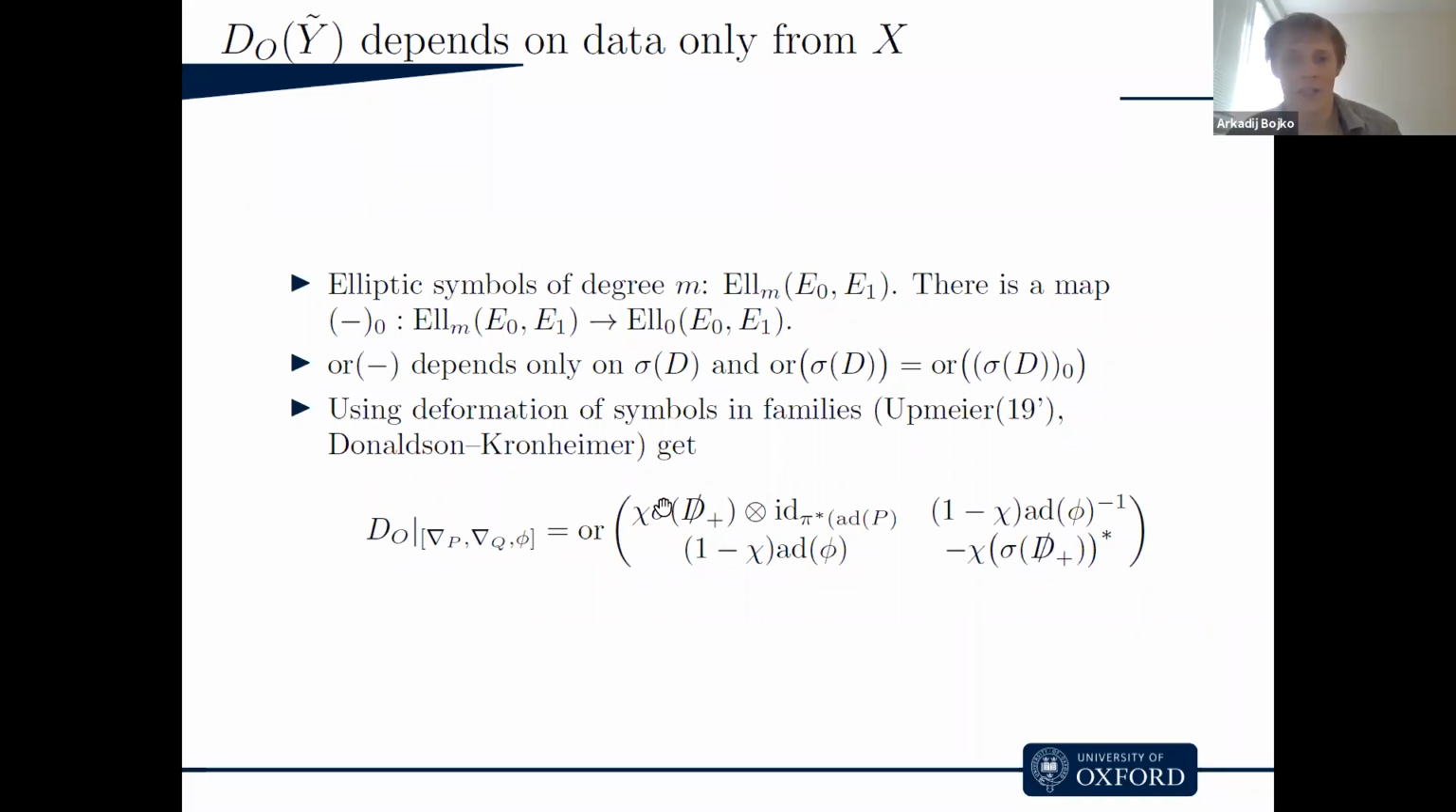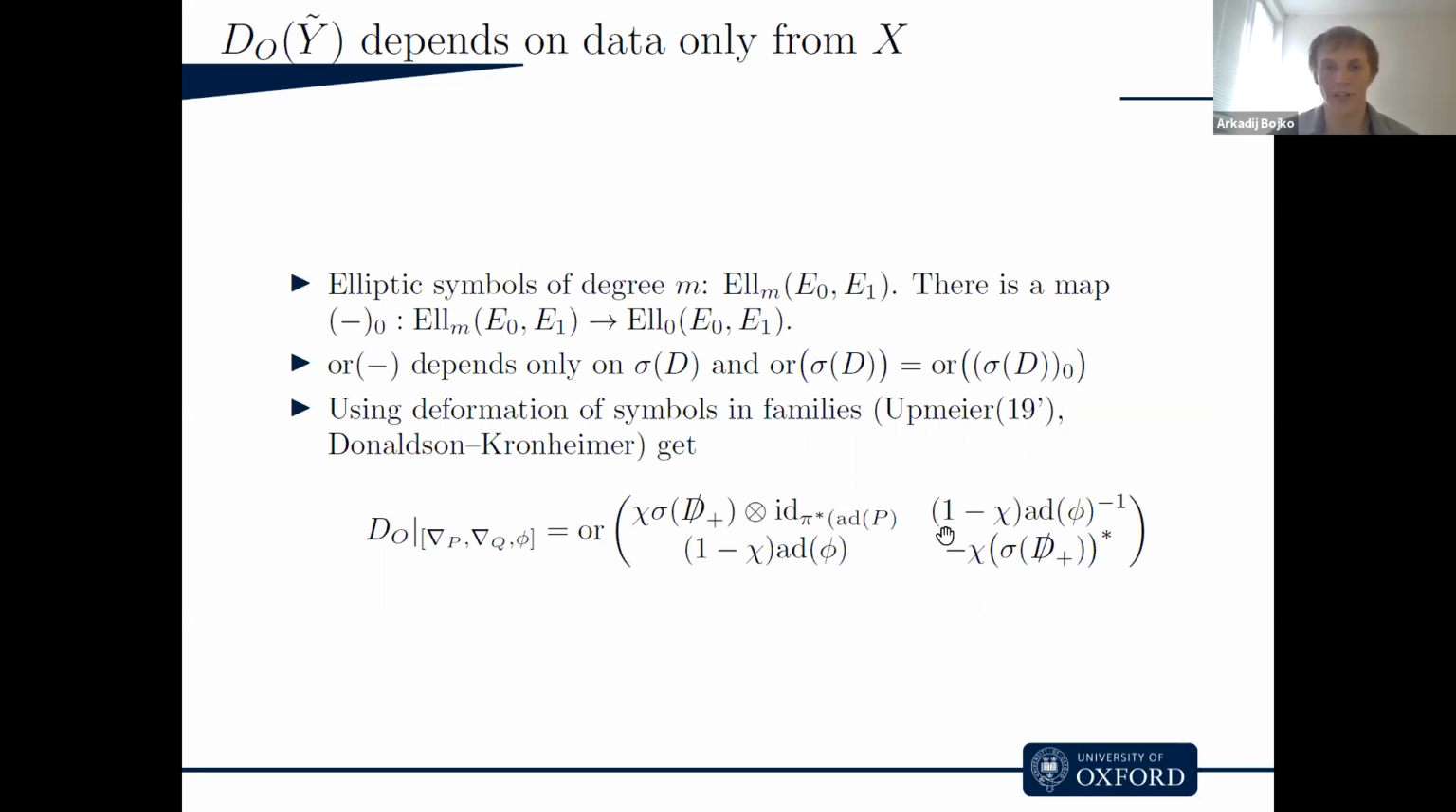Right, and using this deformation along a family, one can express the orientation at a point of two connections, nabla P and nabla Q, with an isomorphism of the principal bundles P and Q in T tilde, as the orientation Z2 torsor associated to this pseudo-differential compactly supported elliptic operator.